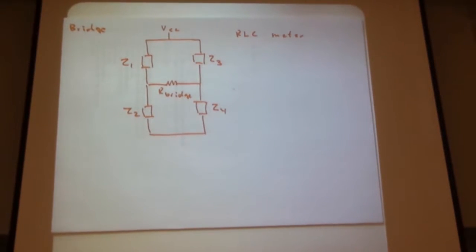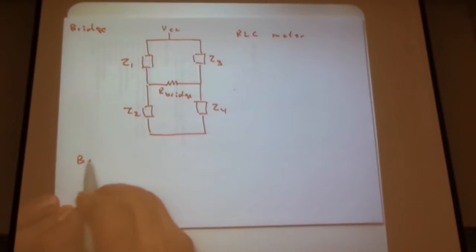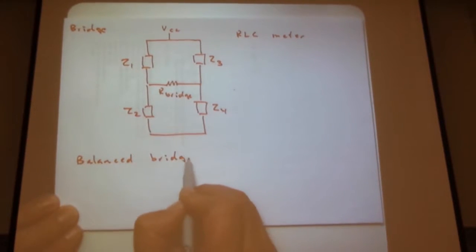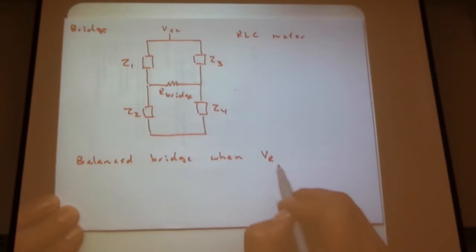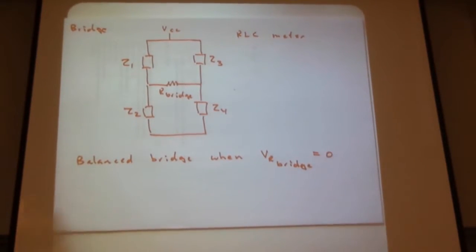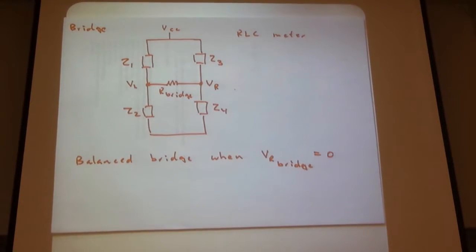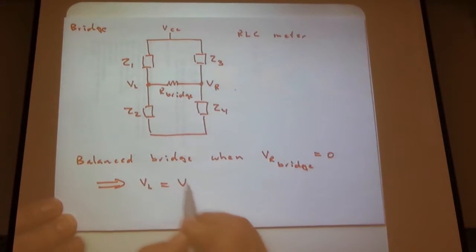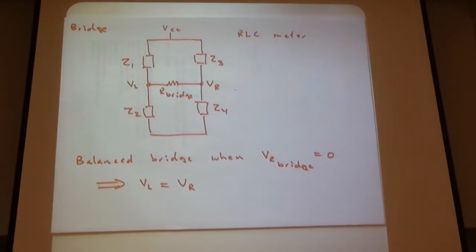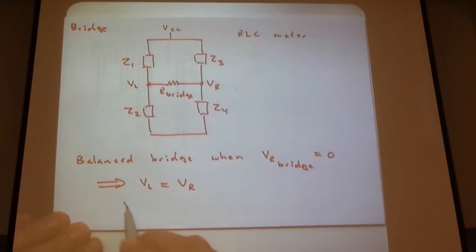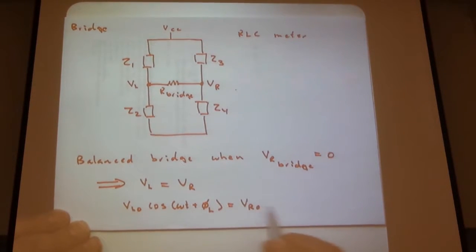Well, with that in mind, if we think about this, what we want, again, we have a balanced bridge. When V bridge equals 0, nothing's changed. So it's balanced when there's no current through that resistor. And we can go back and do the same type of arguments we did several weeks ago. Call that V left and call that V right. And if it's balanced, that implies VL equals VR. Well, if we think about this a little bit, these are now sinusoidal signals, AC steady state signals. And we can rewrite this then as VL naught cosine omega t plus phi L equals VR naught cosine omega t plus phi R.